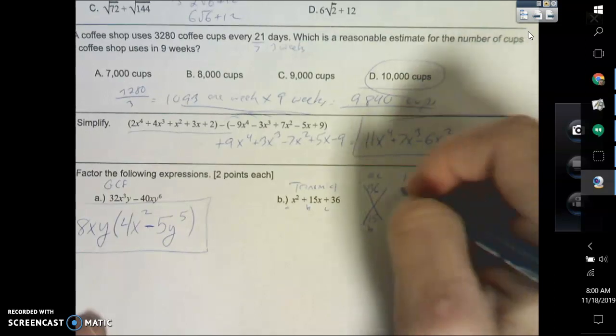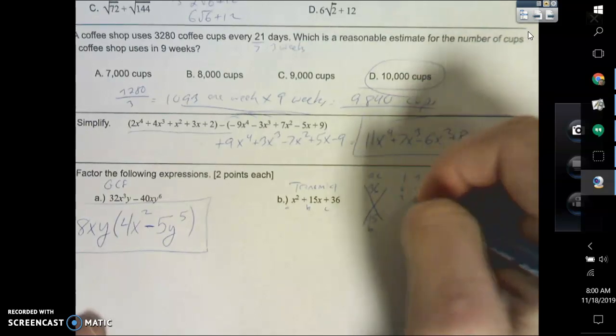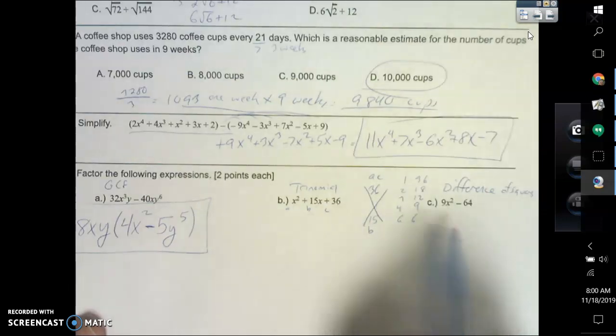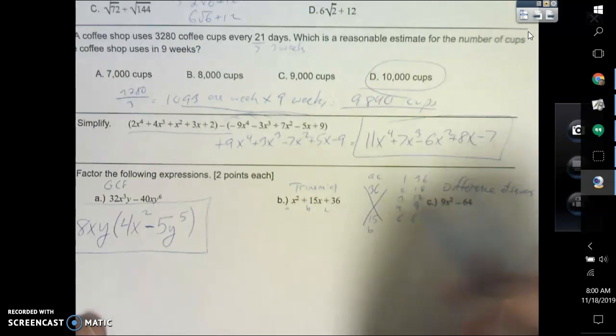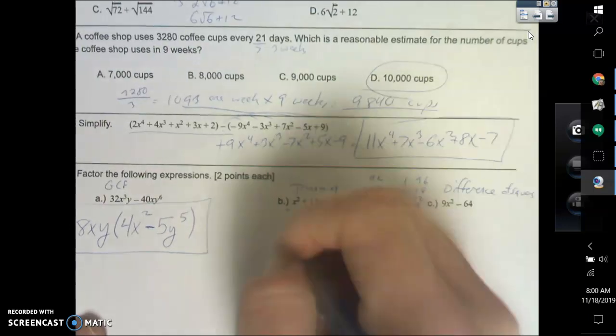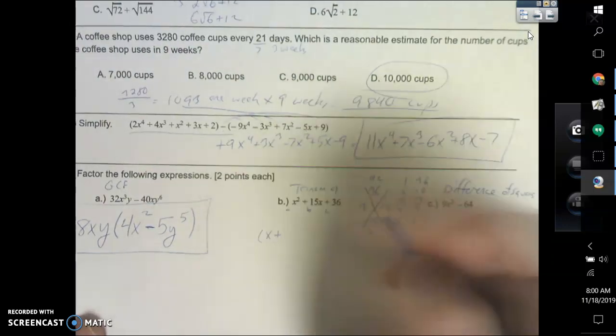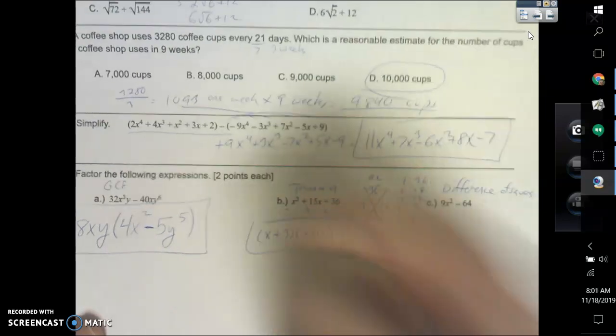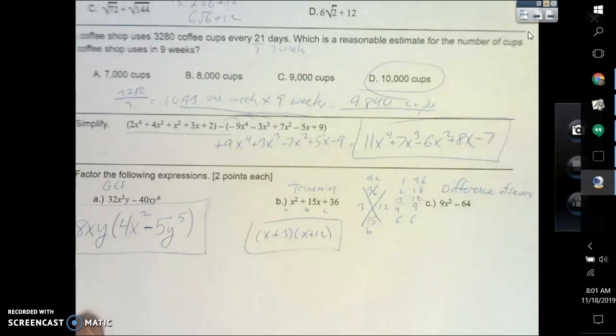1 and 36, 2 and 18, 3 and 12, 4 and 9, 6 and 6. Which one's add up to 15? 3 and 12. So my two parentheses, x plus 3, x plus 12. There you go, in good shape.